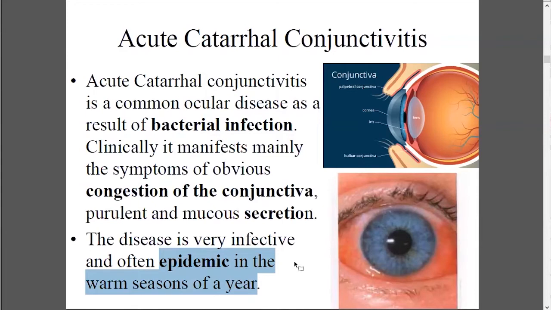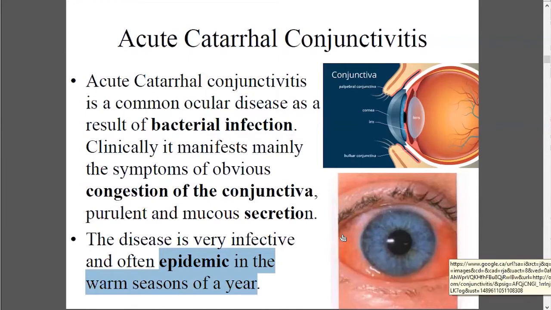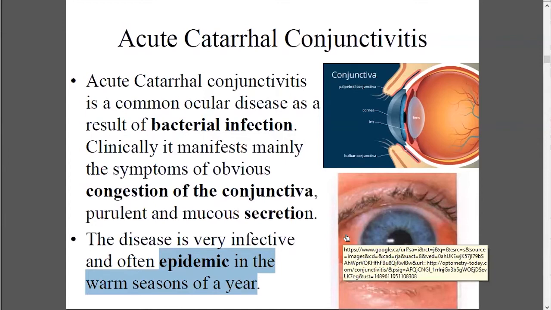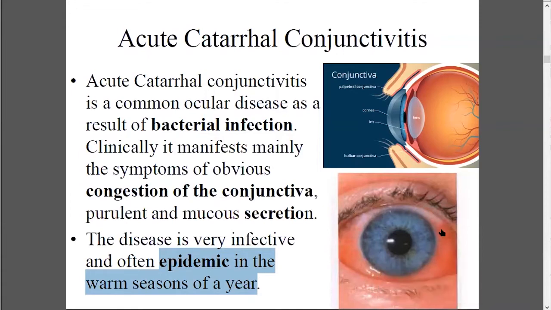Locally, when we look, we can see the red eyes here. Usually it will not go to the cornea and the pupil area; it's around the iris. And they can have lots of mucus secretions and some pus. So that's generally it.